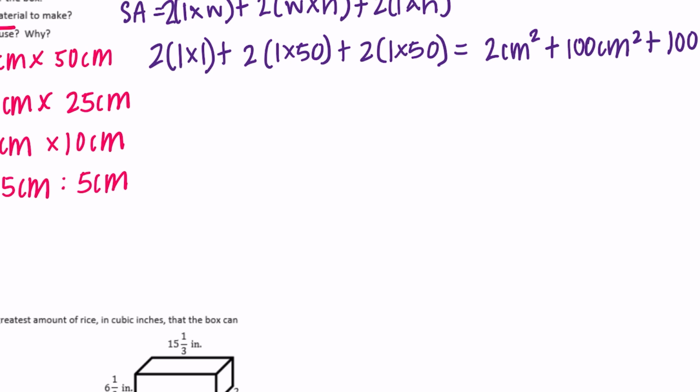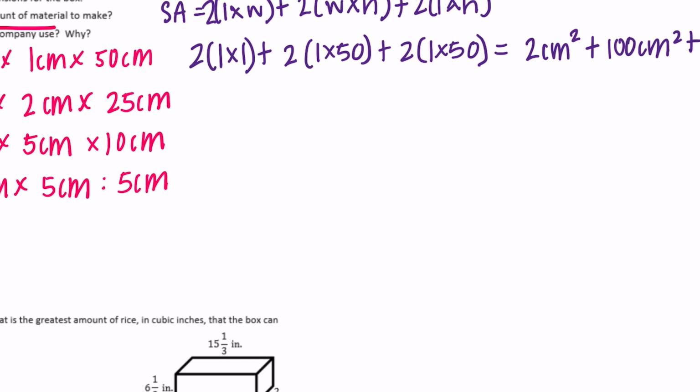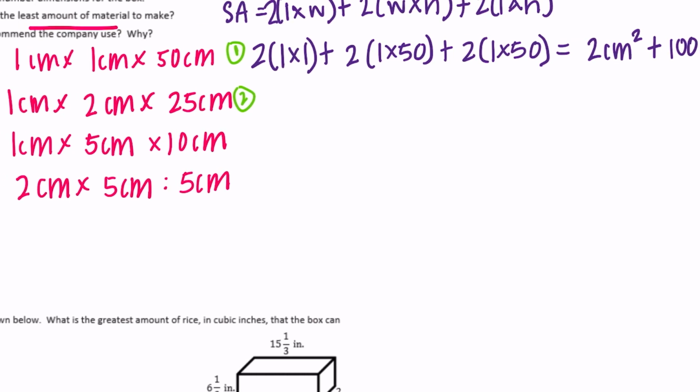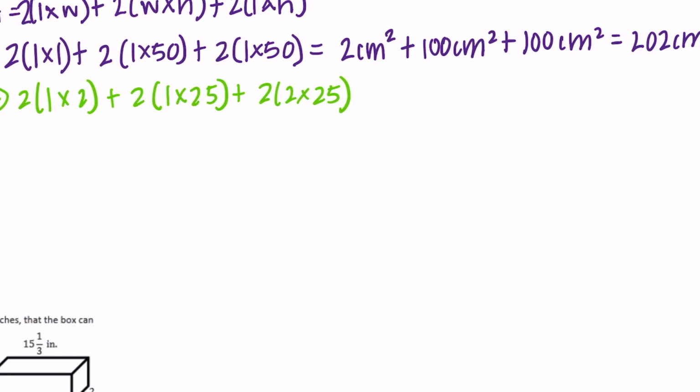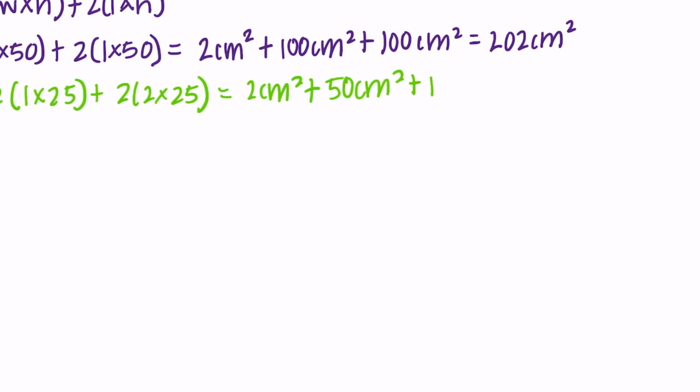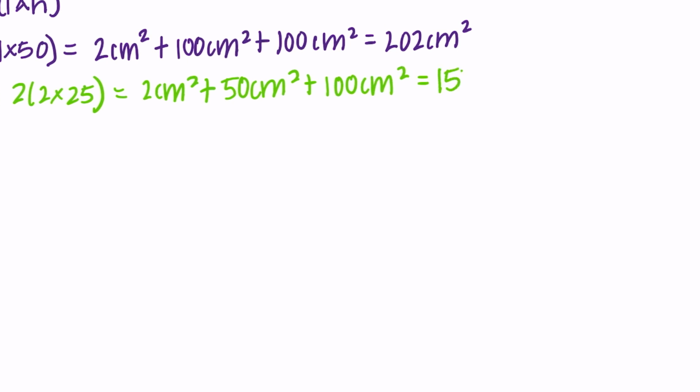Choice 2, I'll do in green. So that was 1. 2 would be 2 groups of 1 times 2 plus 2 groups of 1 times 25 plus 2 groups of 2 times 25. So we have 2 centimeters squared plus 25 times 2 is 50 centimeters squared plus 50 times 2 is 100 centimeters squared. So that is 152 centimeters squared.